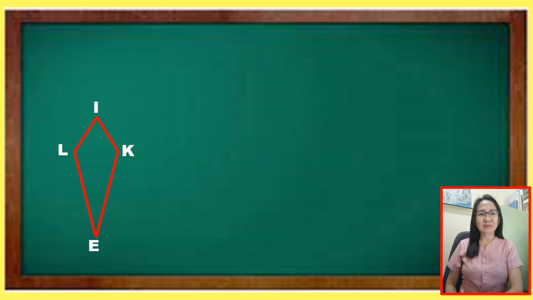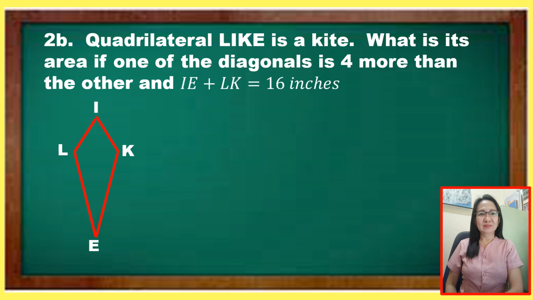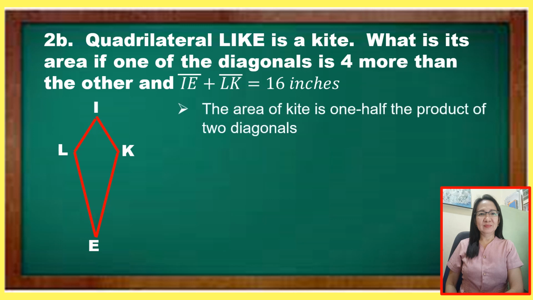Now let us have another problem using our kite LIKE. What is its area if one of the diagonals is 4 more than the other, and IE plus LK is equal to 16 inches? Now using the idea that the area of the kite is 1/2 the product of the diagonals, let us draw our diagonals. The shorter diagonal is LK, where the longer diagonal is IE.